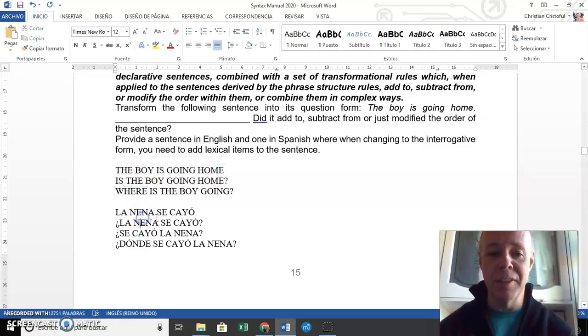The same happens in Spanish. La nena se cayó. La nena se cayó is the same thing, but if we say se cayó la nena, we change the order. And donde se cayó la nena, we are adding an extra word. That is addition.